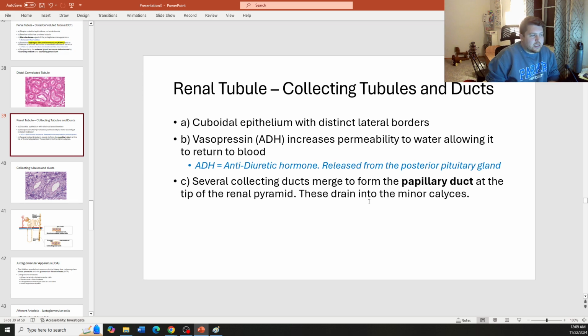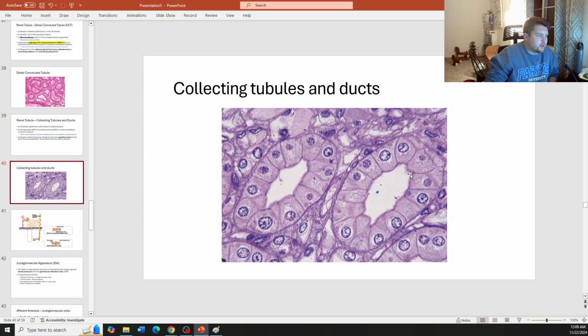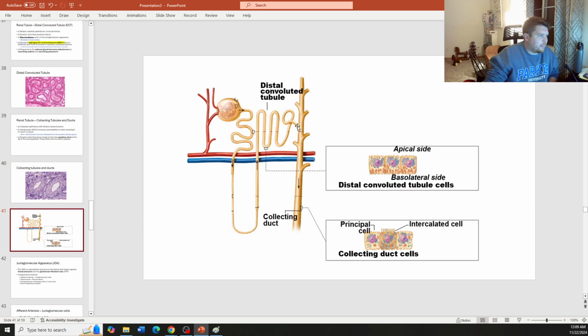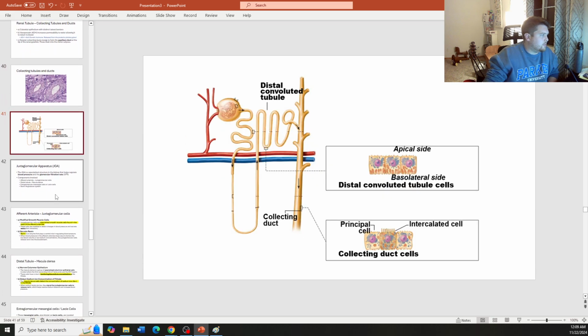Those papillary ducts all converge and then drain and become the minor calyces. Then same thing, the minor calyces all connect to become the major calyces. Major calyces connect and become the renal pelvis. Here are these collecting tubules and ducts. Here's where they are right there.